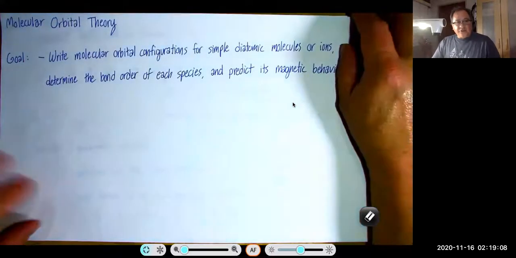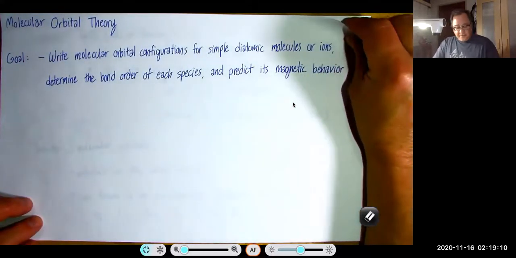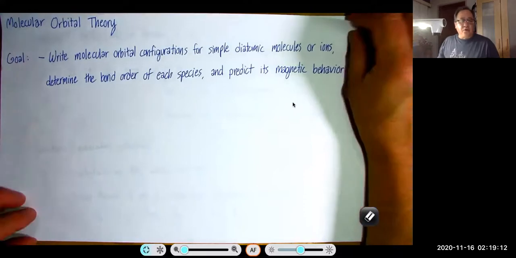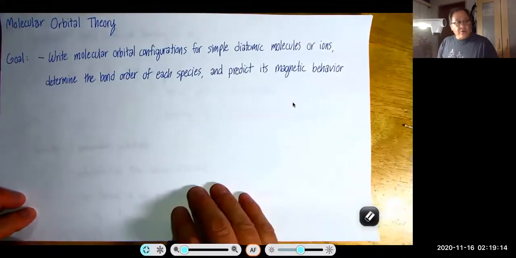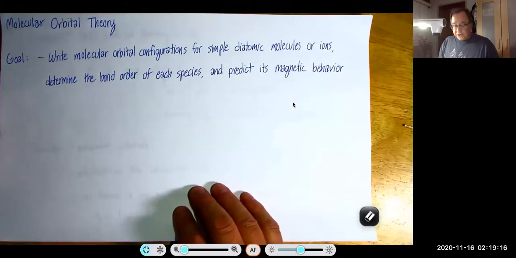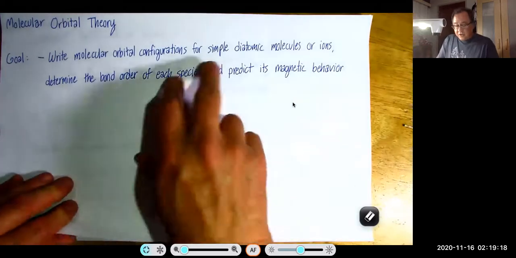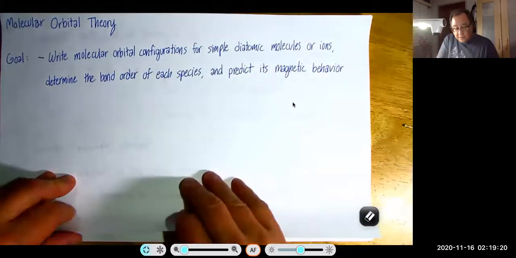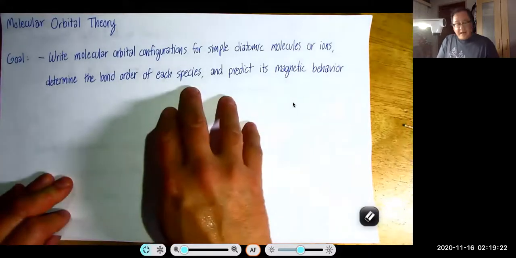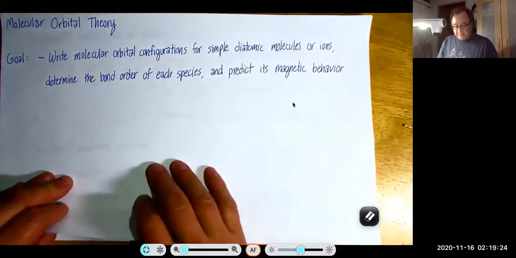Welcome to the second lecture for this section. This one's about molecular orbital theory. The goal is to write molecular orbital configurations for simple diatomic molecules or ions, determine the bond order of each species, and predict its magnetic behavior.